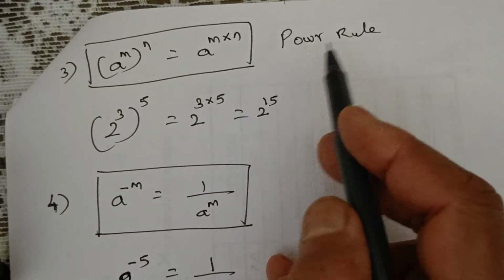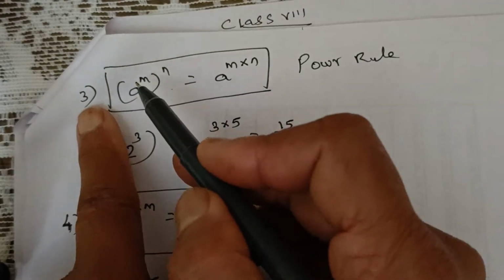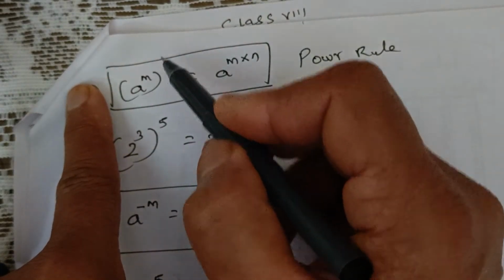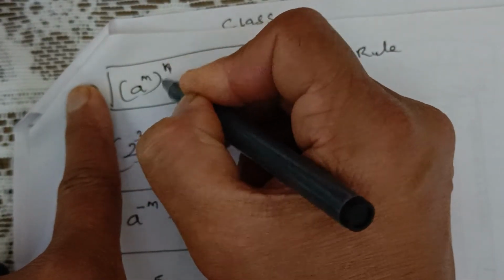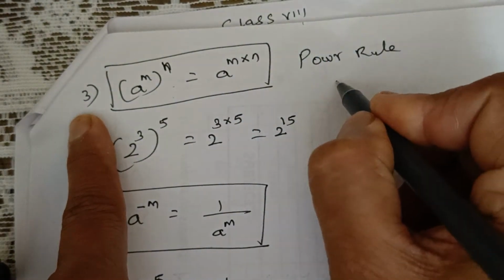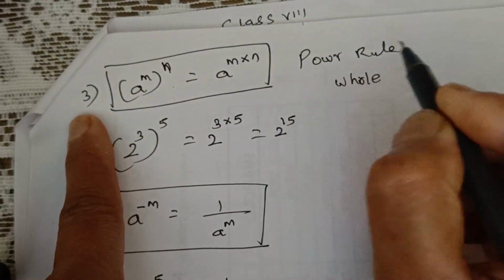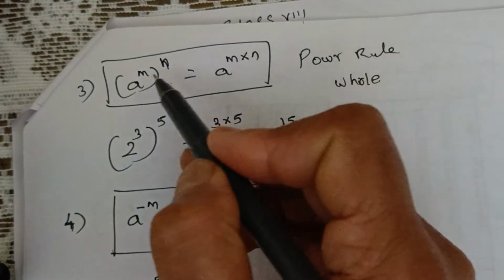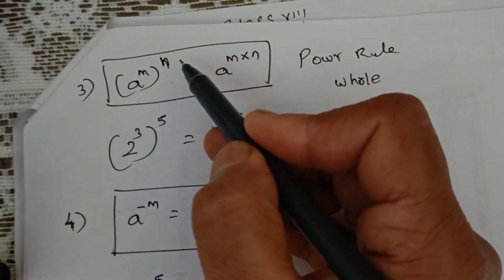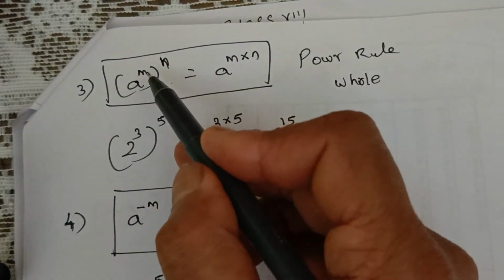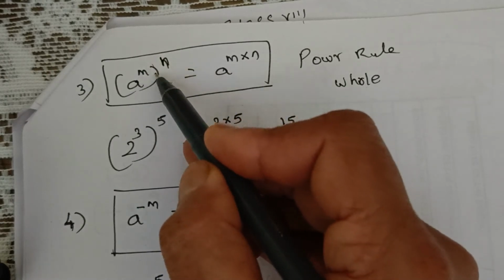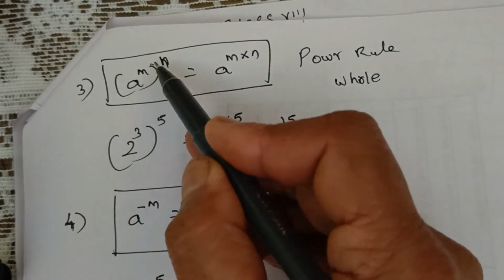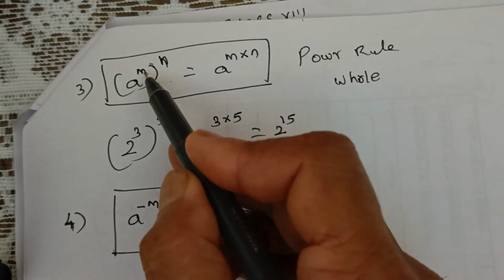And next is called the power rule. See, there are two exponents, a power m, the whole power n. We have two powers. m is also a power, and the whole power, we call it whole power. Whenever you put a bracket, we read it as whole power. W-H-O-L-E, whole power. That means the power is for both a and m. a power m, whole power n. So the power rule means power of power. Then to simplify it, what do we do? We multiply both the powers. Whenever there is a bracket, it means multiplication. So it is m into n. So a to the power m into n.